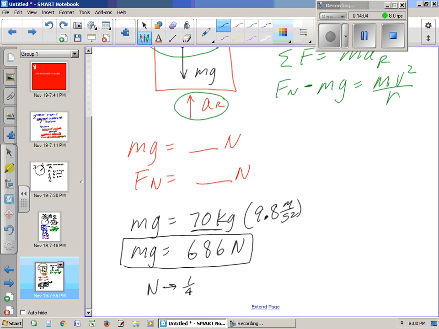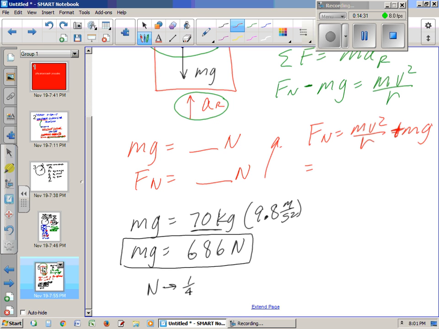Let's now solve for the normal force. We'll go back up to this equation here, and it's pretty easy to see that the normal is going to be equal to mv squared over r plus mg. We could factor out the m and do it that way, but I'm going to leave it like this, since a lot of times when people do that, they forget to use the m to install a number for it. So let's put some numbers in.